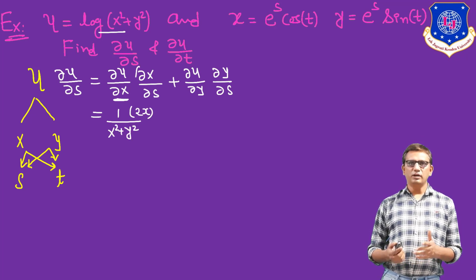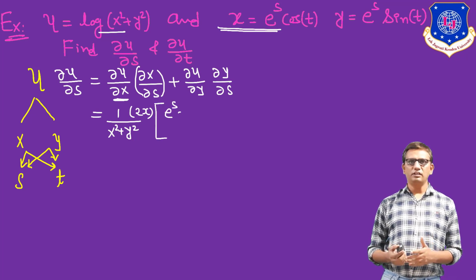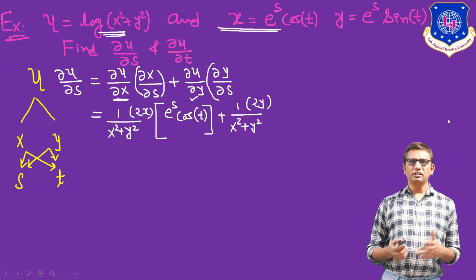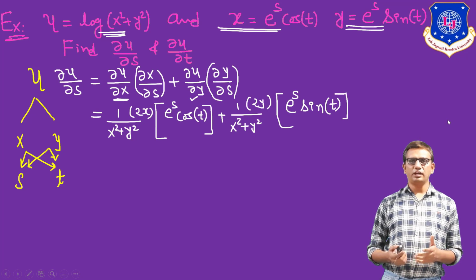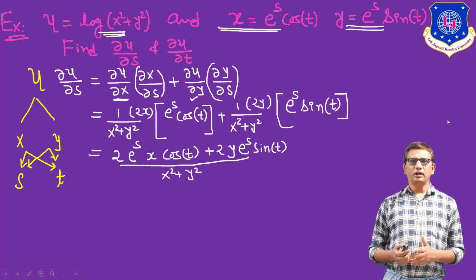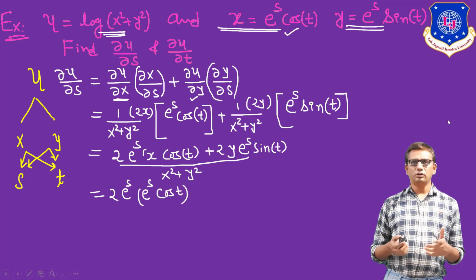Now del u by del x is the derivative of log, which is 1 upon x square plus y square into 2x. And del x by del s comes from x equal to e raised to s cos t, because the derivative of e raised to s is as it is. And again we are differentiating to get del u by del y. So it is 2y upon x square plus y square, and del y by del s is e raised to s sin t. So after taking e raised to s common, we get finally 2e raised to s times x cos t plus y sin t upon x square plus y square. So that is the simplification of the above term.